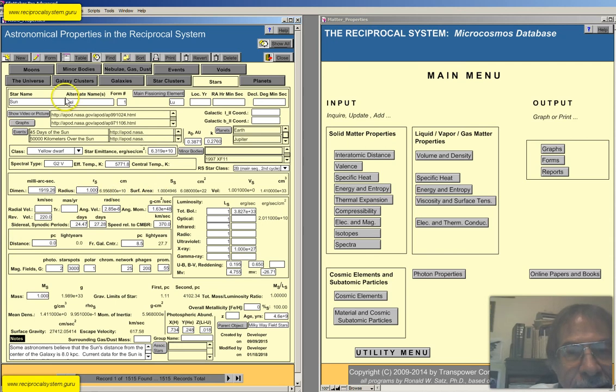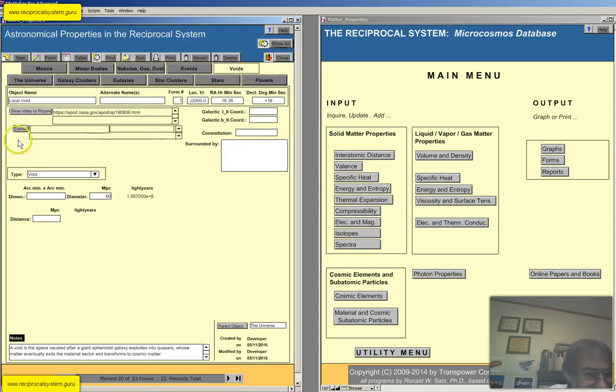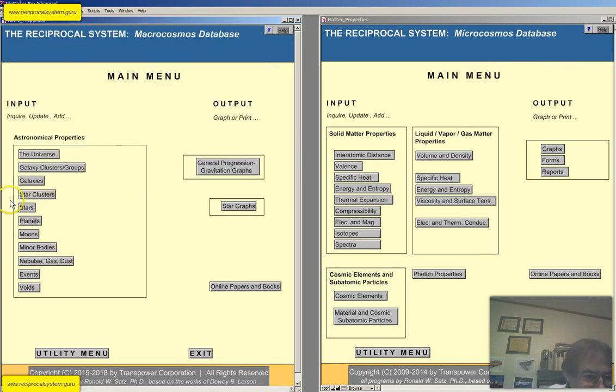Now, if I close out this layout here for stars, we'll get back to the main menu. And you can see that I cover the universe as a whole, galaxy clusters and groups, galaxy, star cluster, stars, planets, moons, minor bodies like asteroids and comets, nebulae, gas and dust, and voids. This is a typical void, incidentally, if you haven't heard of such a thing. And there's an events tab if you just want to look at videos or photos in the system. There's also a great graphing package.